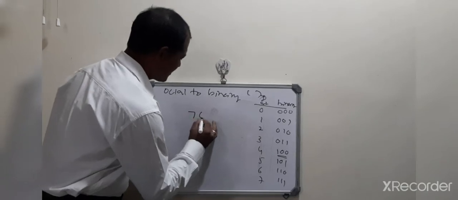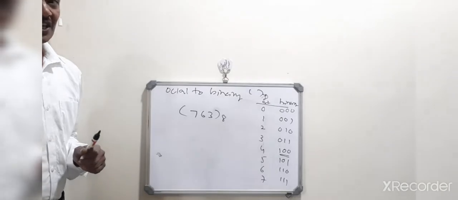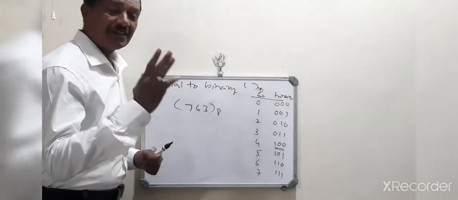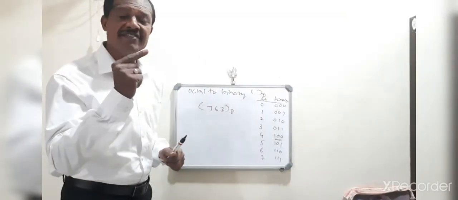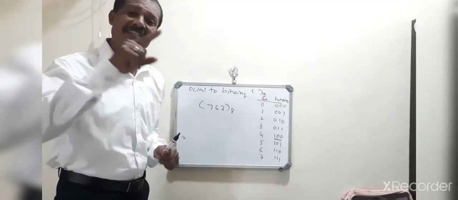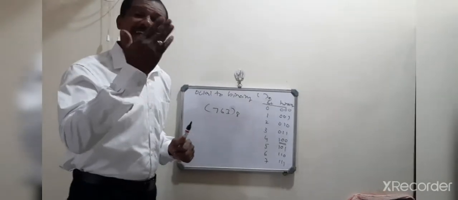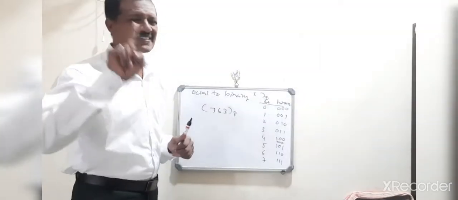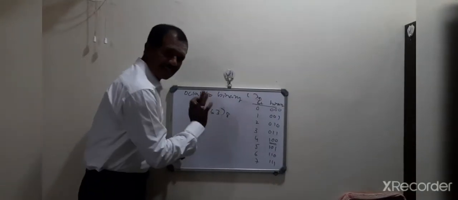Take 763 base 8. In the octal number system, the highest digit is 7. After 7, what is the next number? 7 plus 1 is 10, with a carry of 1. In decimal, after 8 comes 9, and after 9, 9 plus 1 is 10, with a carry of 1. That is the concept. So 763 base 8 is an octal number.